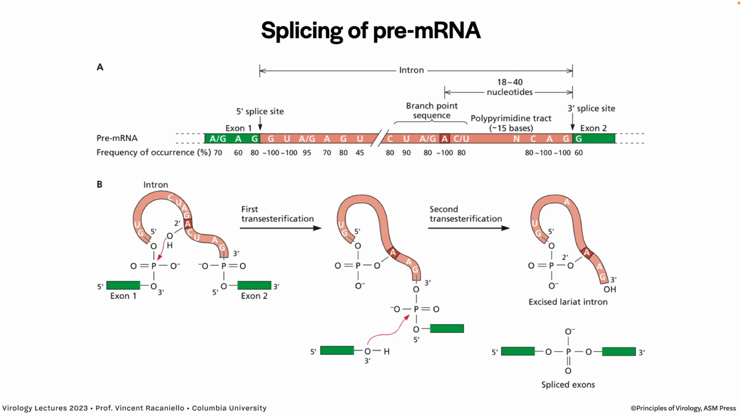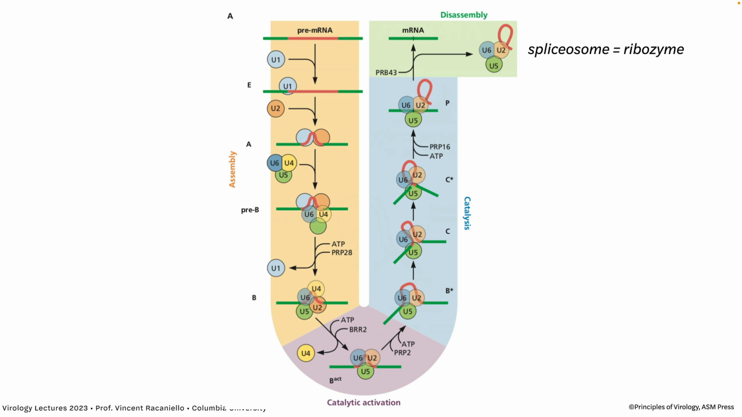So that's how splicing works. This is a process that's probably really old, because you don't actually need protein to do it. The whole process takes place on what's called a spliceosome, which is an RNA enzyme, a ribozyme. And this is just a series of events that happen, a series of proteins assemble on the pre-mRNA. So there's the pre-mRNA with the intron and the exon.